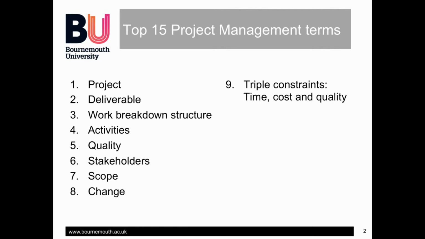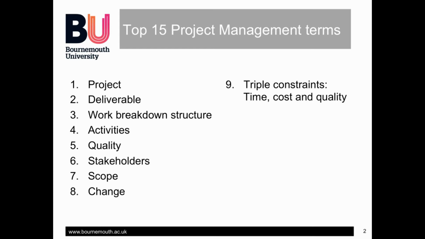Time refers to the number of days you have to complete the project. Cost refers to how much resource you have available, and quality refers to how the deliverables meet the stakeholders' needs, as we mentioned earlier. Time, cost and quality are often mentioned together because they form a relationship that can be visualized as a triangle, with each term representing one side of that triangle.